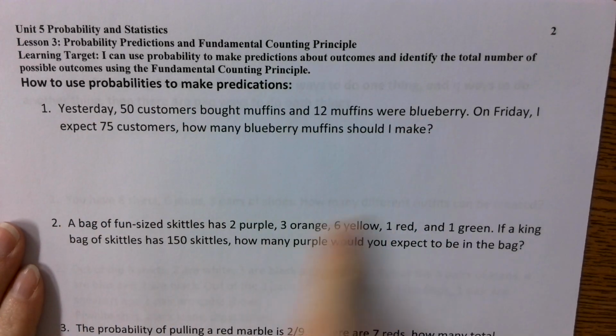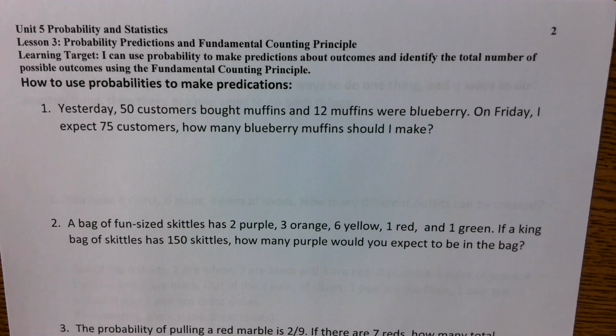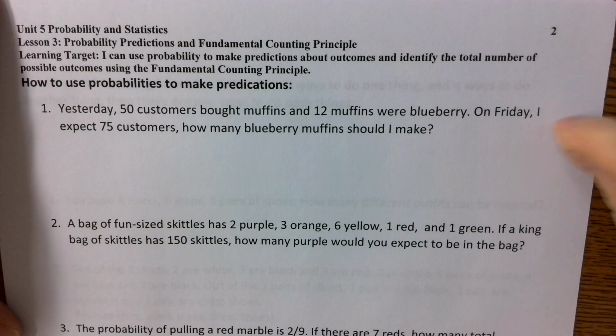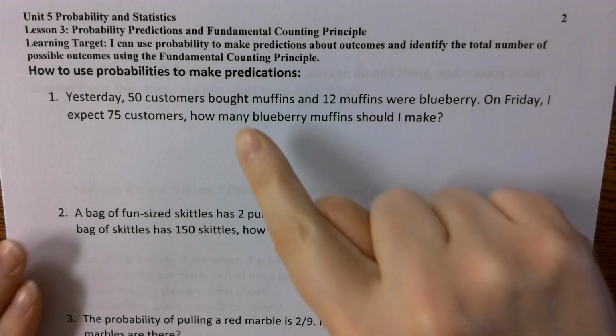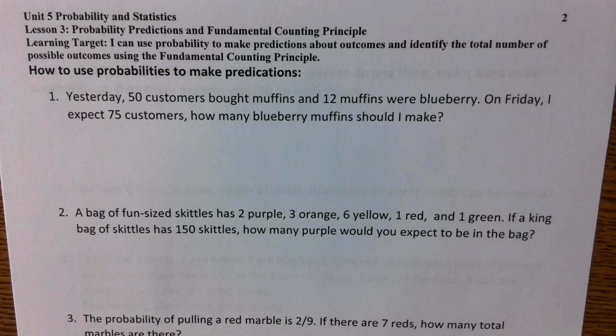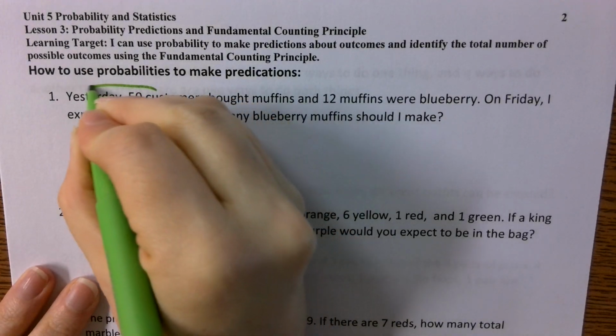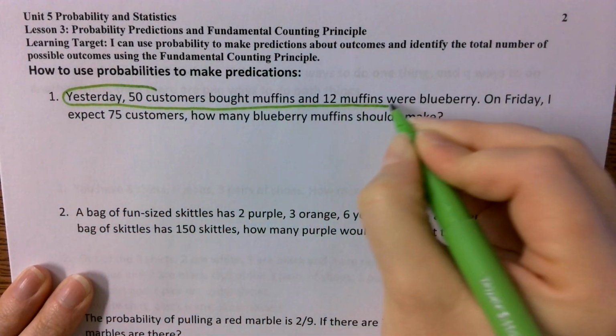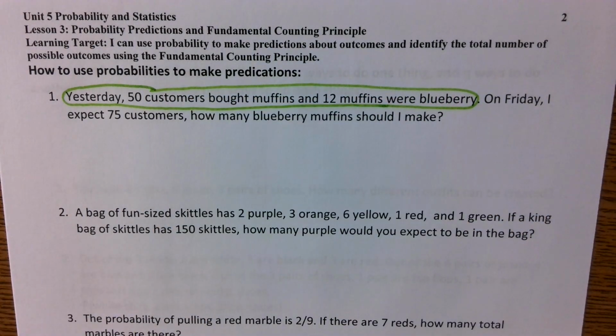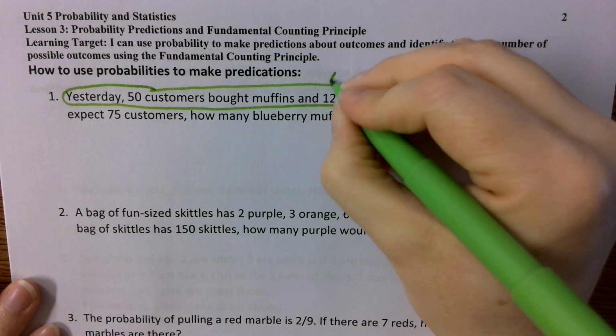Okay, so they use probabilities, specifically experimental probabilities. They identify how often do people ask for a product so that they can be prepared to have that predicted amount in store. Okay? All right, so for here, in our example, yesterday we've got 50 customers that bought muffins. So I'm a muffin store. 50 of my customers came in to buy muffins, and 12 of those muffins were blueberries. So now I need to prepare for Friday. And I know usually on Fridays I get about 75 customers. So I want to prepare for how many blueberry muffins I think I might need to have in stock. Okay, so I'm taking the information that I know, which is going to be used for my probability. This information that's been provided is my experimental probability.